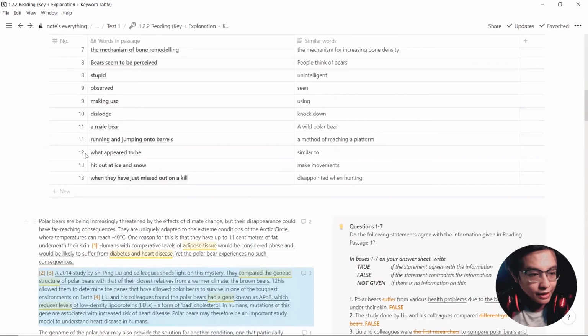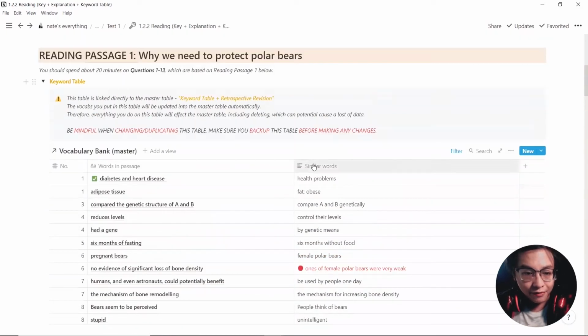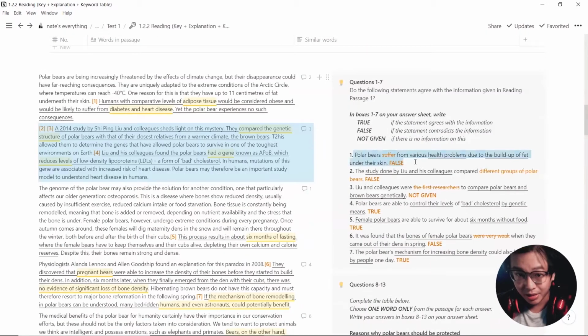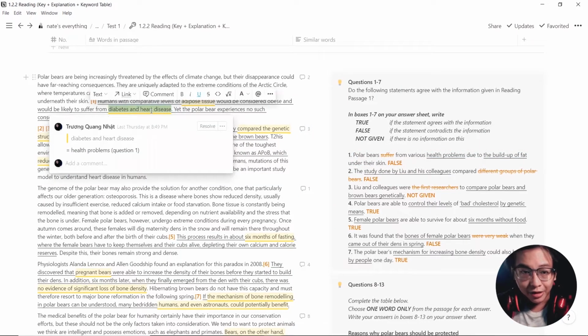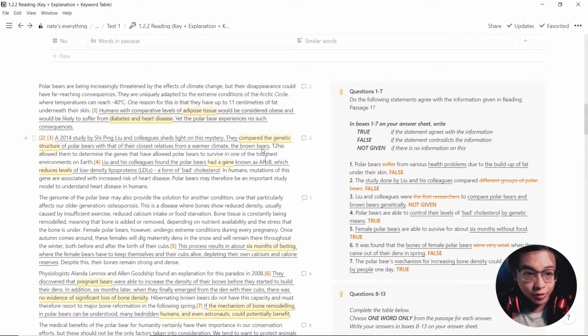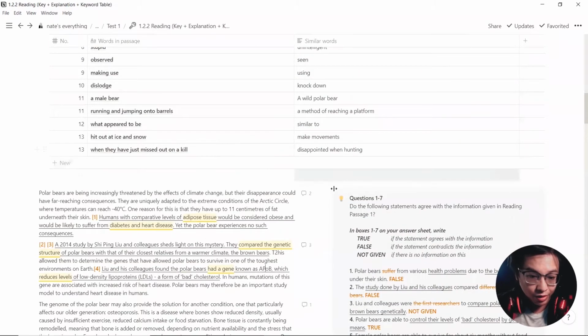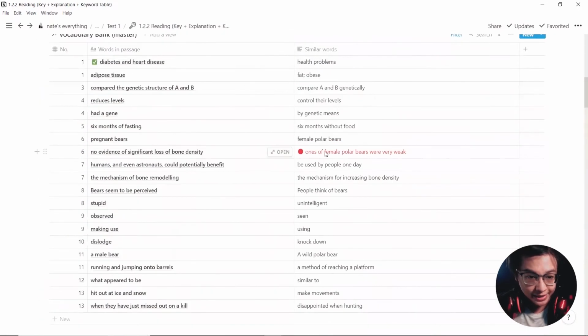And then the third column would be similar words, which are all of the words that I found in the questions. For example, when I see the phrase diabetes and heart disease, I found that it actually is synonymous with the words health problems, which appear in question number 1. So I'm going to put them into the keyword table. When you finish all the questions here, you'll have a table like this.